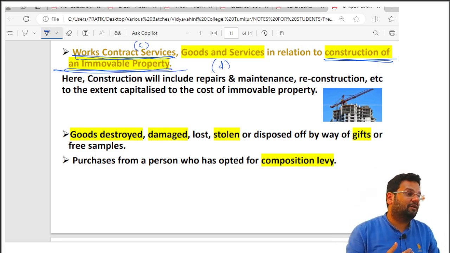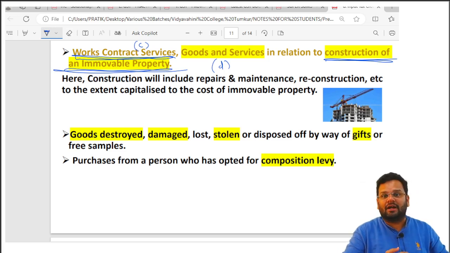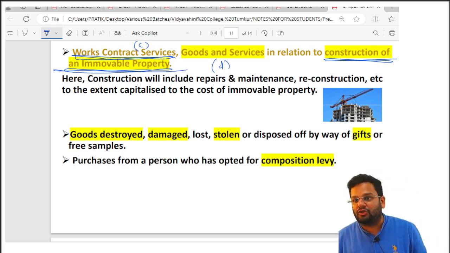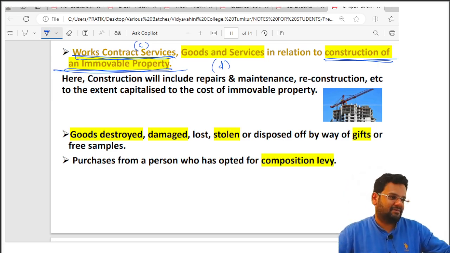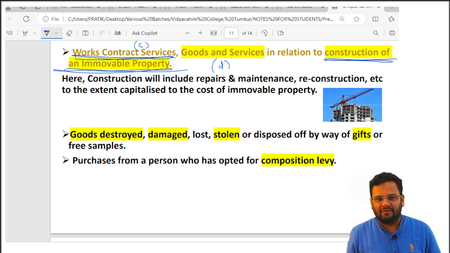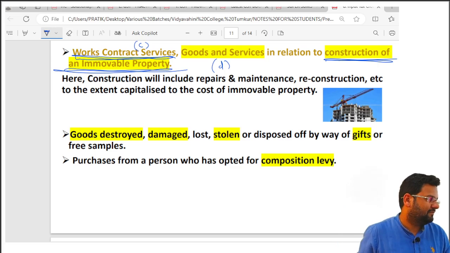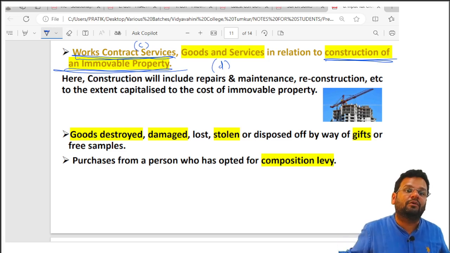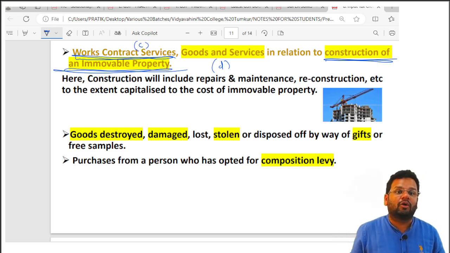But then what people will start doing, they will start doing big work and stop calling it construction. They will call it repair, huge repair, alteration, modification. So government never believes in what words you call it. They believe in what action you have done.